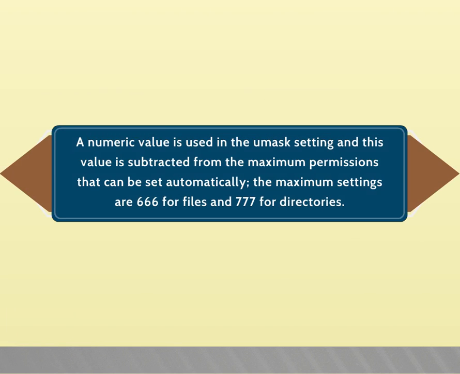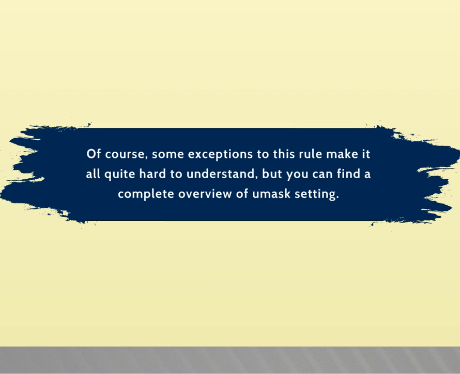A numeric value is used in the umask setting, and this value is subtracted from the maximum permissions that can be set automatically. The maximum settings are 666 for files and 777 for directories. Of course, some exceptions to this rule make it all quite hard to understand, but you can find a complete overview of umask settings.